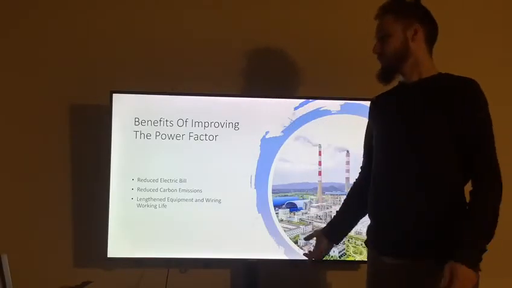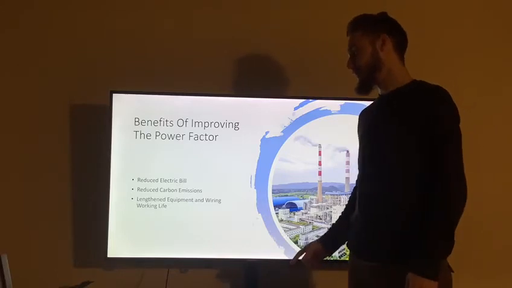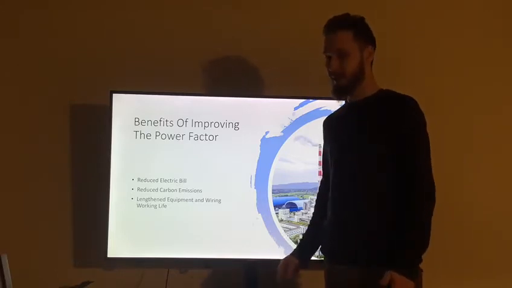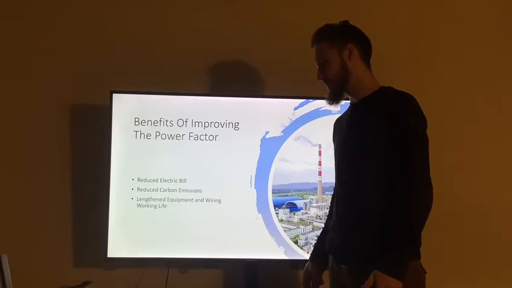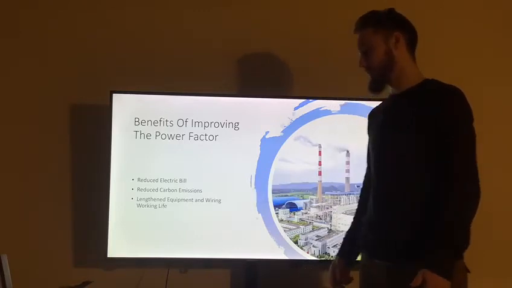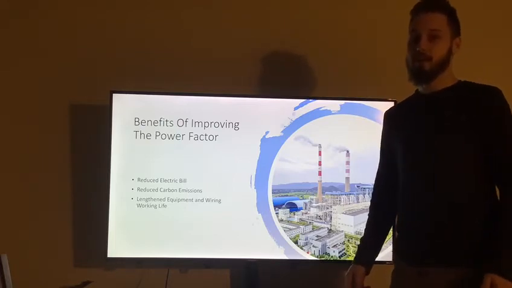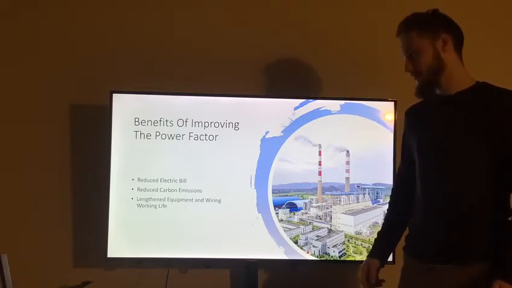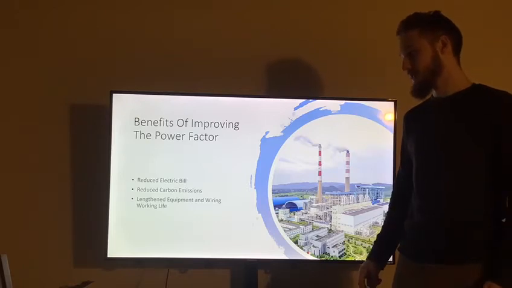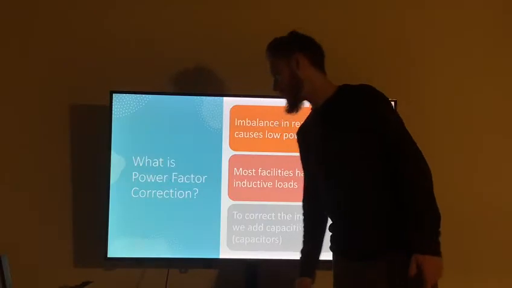What are the benefits of improving the power factor? The benefits are that the electric bill will get reduced by increasing efficiency, and the indirect carbon emissions will decrease also. By decreasing the current that goes through the wires, power factor correction can increase the equipment and wiring working life.